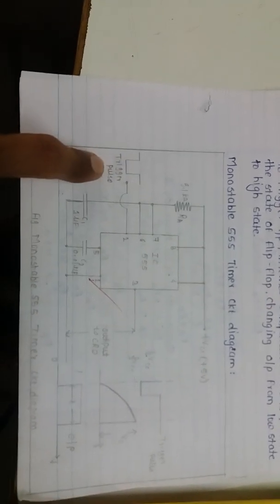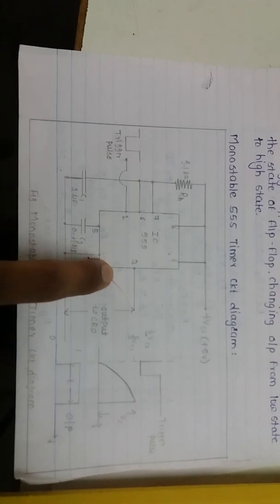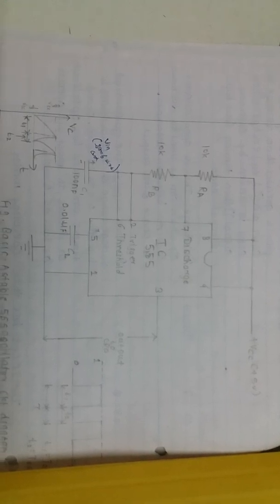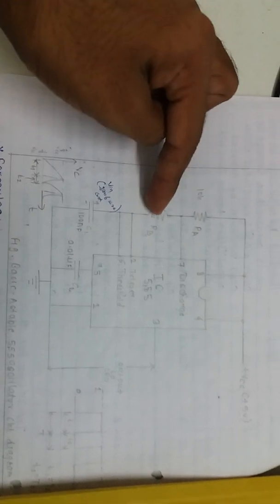Once you give this triggering, the output is a square waveform at pin 3 with respect to ground. You have seen the astable in the previous video. There are two resistances, R1 and R2, and pin number 2 and pin number 6. In the astable you do not apply any trigger externally, so pin number 2 and pin number 6 were short circuited. The output is a square waveform.